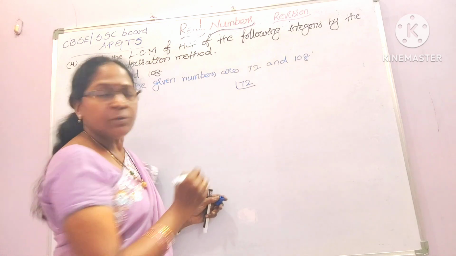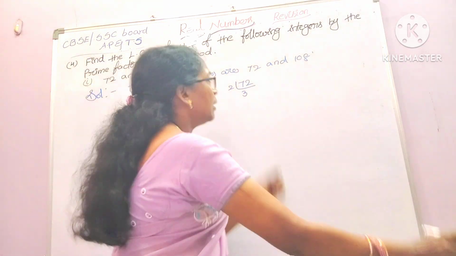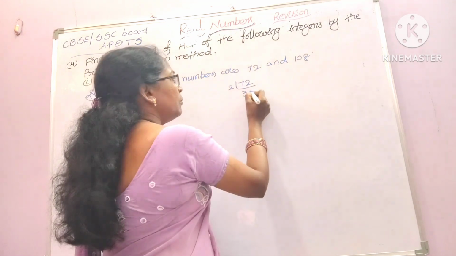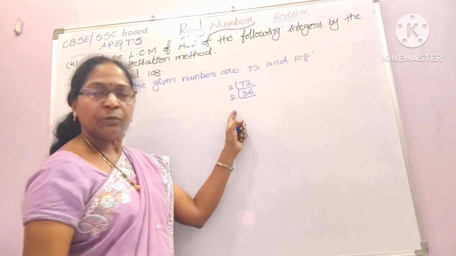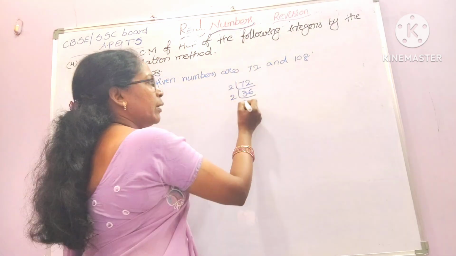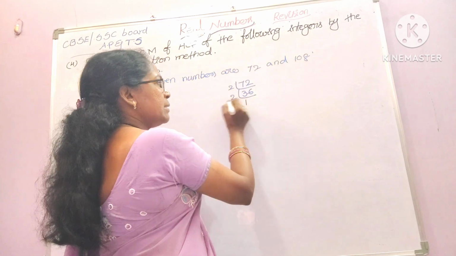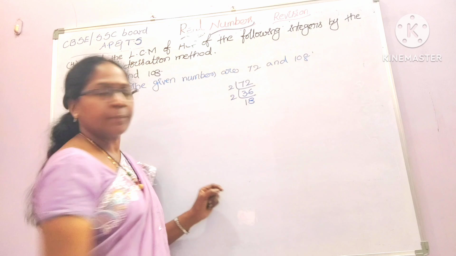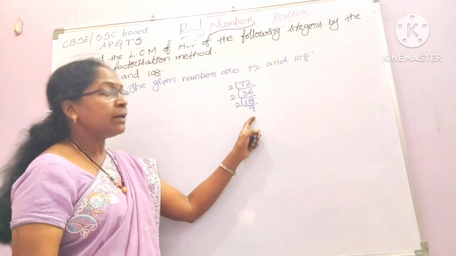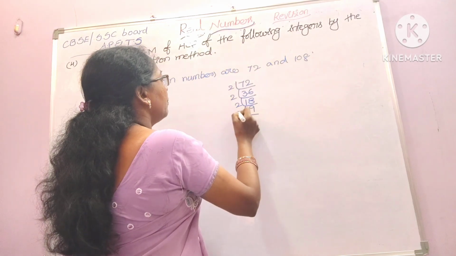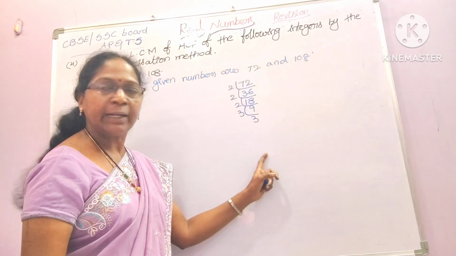72 is an even number, so 2 is divisible in this. 2 3s are 6, 1 is a balance, and 1 to 12. In 12, 2 is divisible 6 times. Again, this is an even number, so divide with 2. 2 is divisible in 3 one time. 2 1s are 2, 1 is a balance. 1 6 16. In 16, 2 is divisible 8 times. Again, 2 is divisible in this. 2 9s are 18. But here 9 is an odd number, so you should divide by 3. 3 3s are 9. Until you get prime numbers, you have to divide like this.